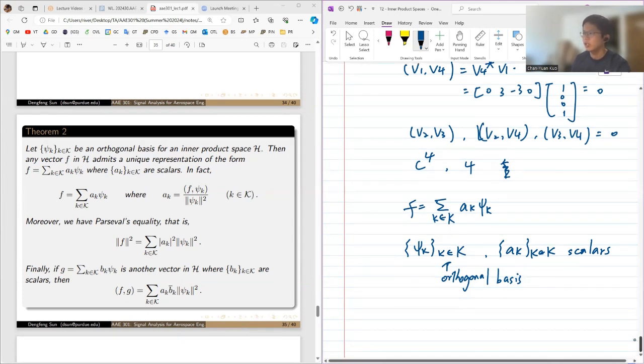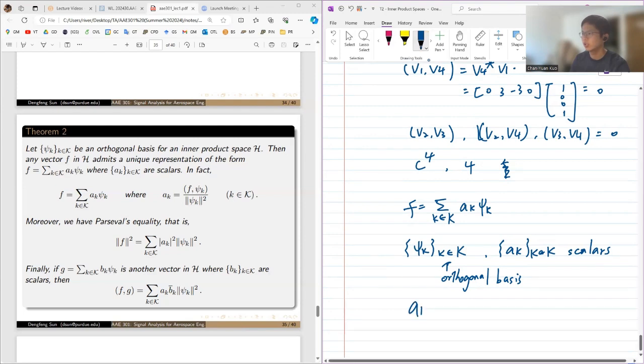To obtain the coordinates, what we do basically is take the inner product. So here we have the inner product of f and psi k. So now we want to find the coordinates ak.